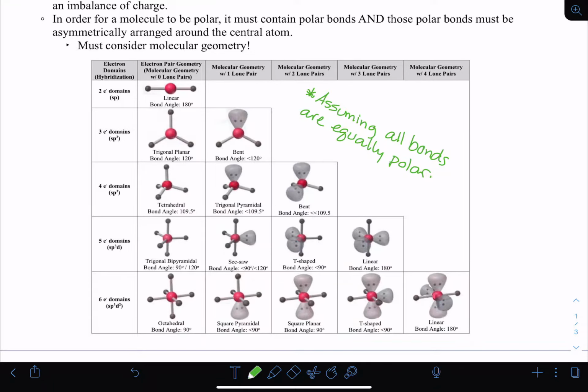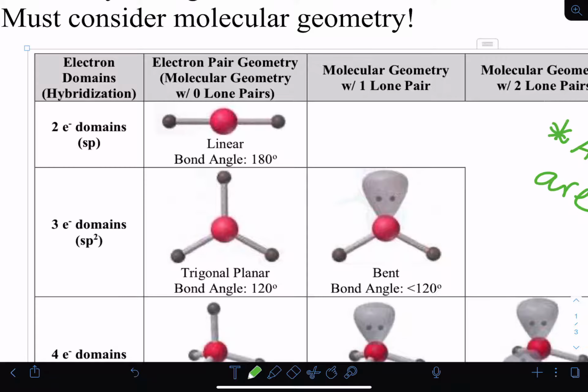So, looking at the first geometry here, the linear geometry, if these two bonds are both equally polar, they point in exactly opposite directions. As it's drawn here, one points straight to the left, one points straight to the right. Essentially, these cancel each other out. So this is a symmetric arrangement, which means that even if these bonds are polar, the molecule as a whole is nonpolar. Assuming our two bonds are the same, the molecule is symmetric, and therefore this would typically be a nonpolar arrangement.